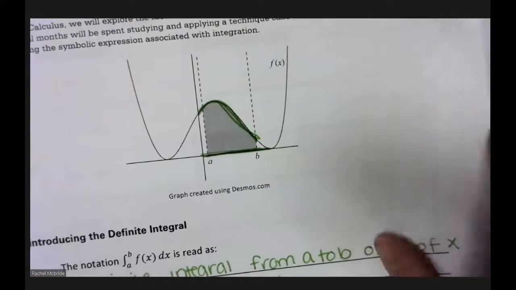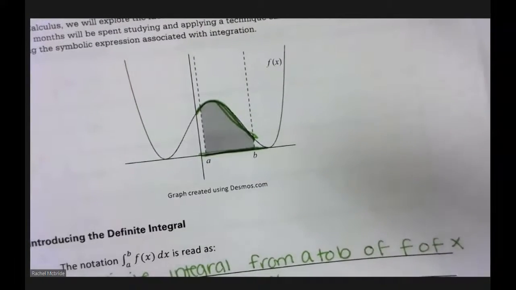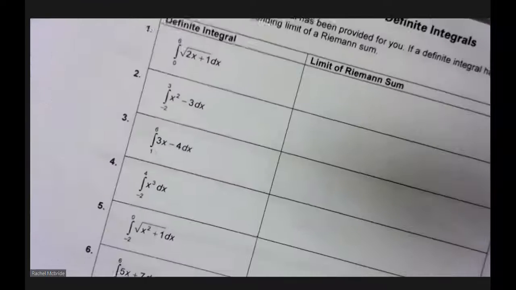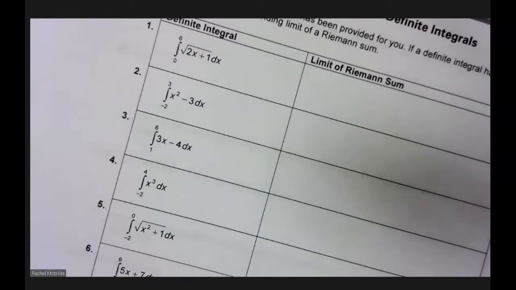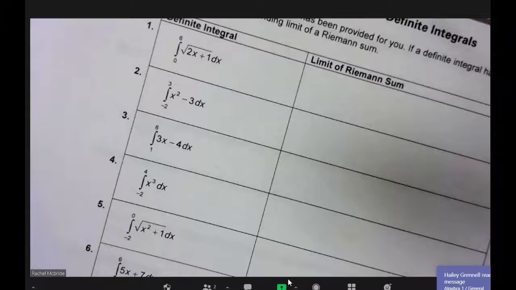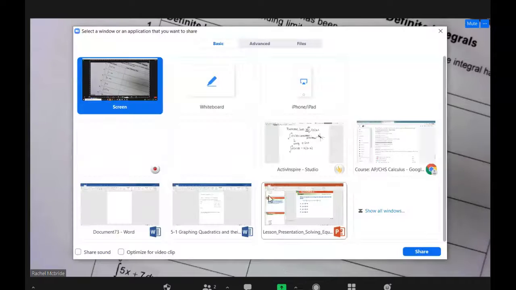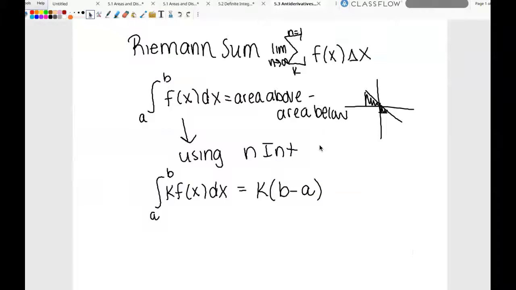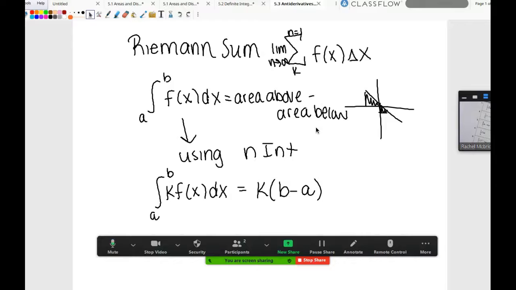Okay, so in our notes packet from yesterday, there was a page we didn't go over. That page was a relation between a limit and a Riemann sum. So what I want to do is give you a summary here.